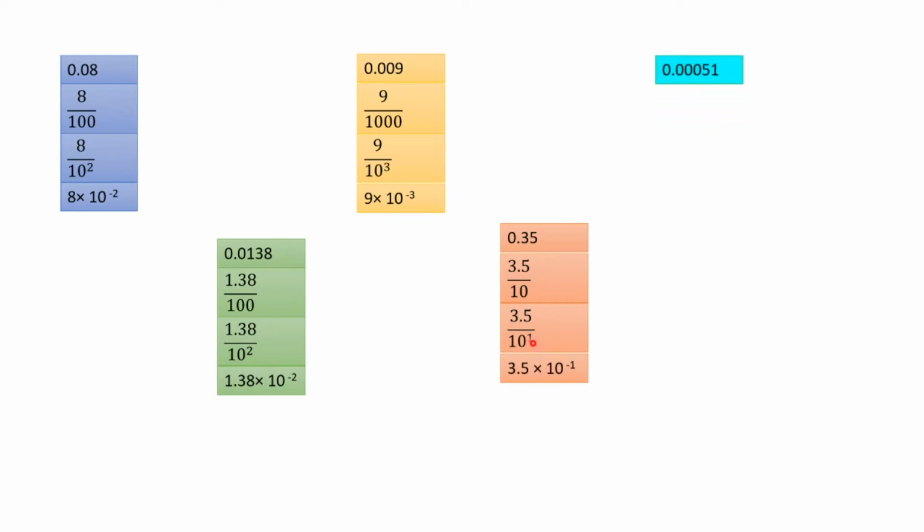Try yourself this one. It is 5. Directly you can write the answer. 5.1 10 to the power minus 1, 2, 3, 4. Shall we check it? Yes, it is correct. So I think you have the idea about this part. Now you can go to your next exercise.